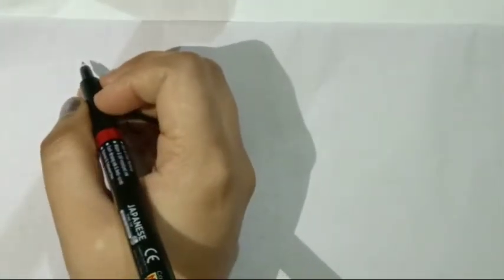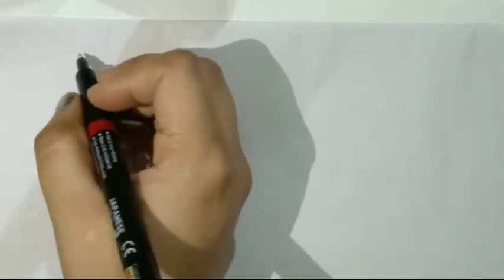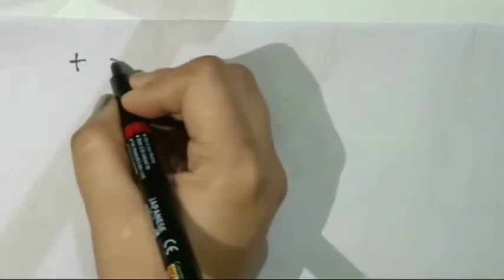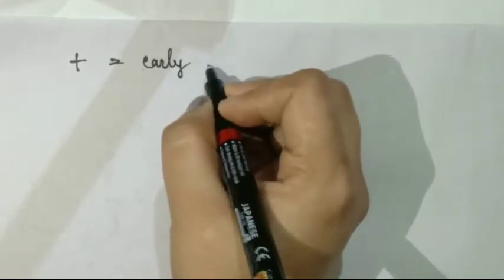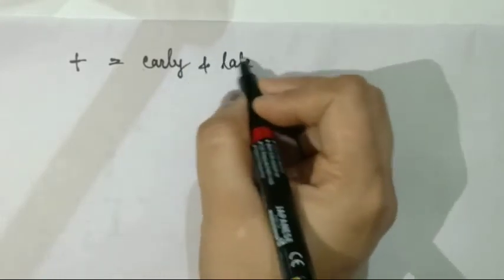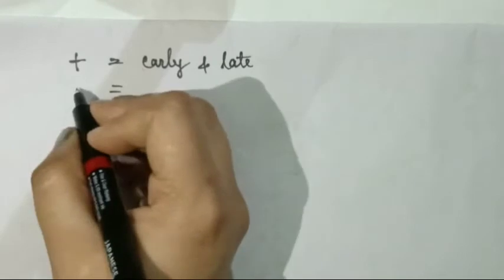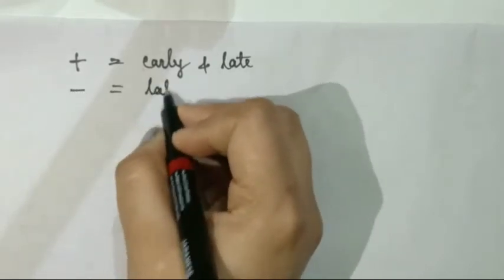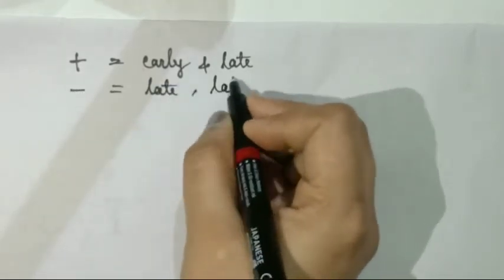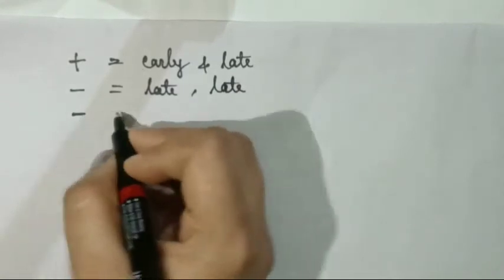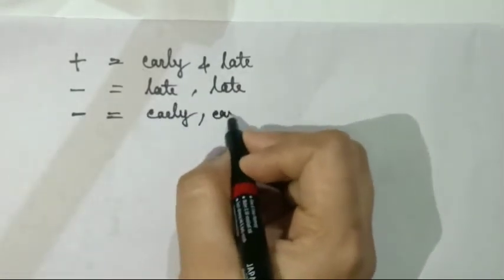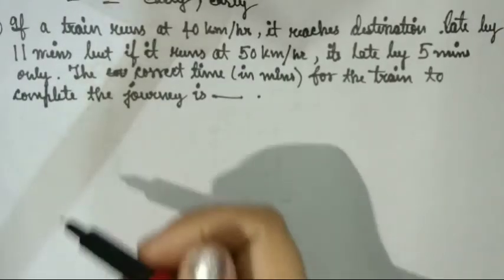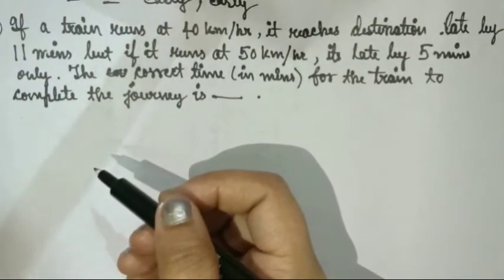Now for the above type of questions, for finding the time gap, we will add if one is early and the other late. We will subtract if both are late, and we will subtract if both are early. Okay, now let us see one more example from this case.